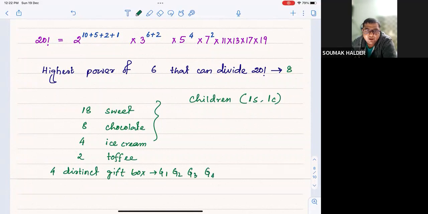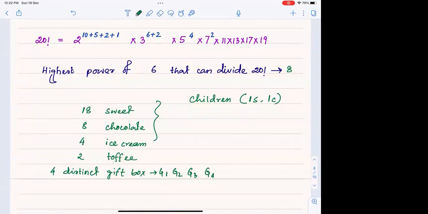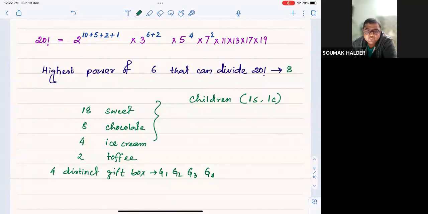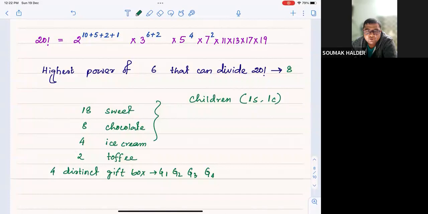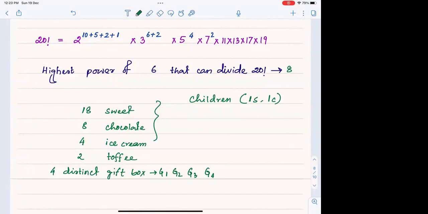Now the collection you have with you, is it comparable to 20 factorial? Yes, sir. We have 2 comparable to sweet, 3 comparable to chocolate, 5 comparable to ice cream, 7 comparable to toffee, and 11, 13, 17, 19 can be considered 4 distinct gift boxes, G1, G2, G3, G4 respectively. Yes, sir. Is that okay?